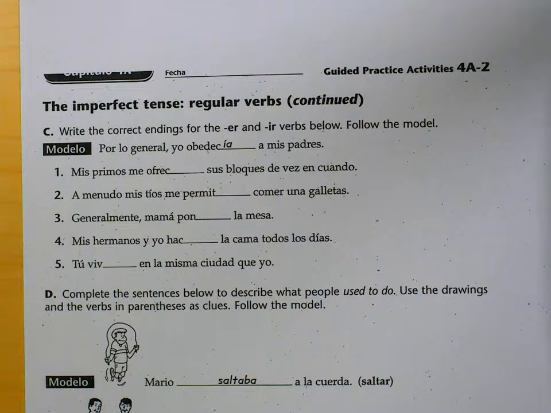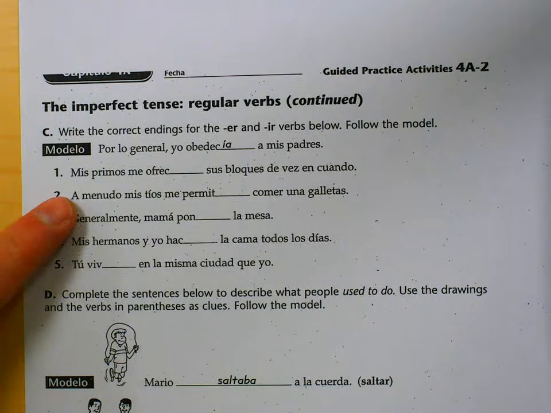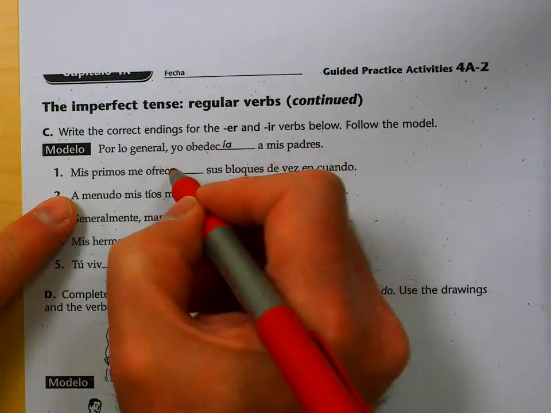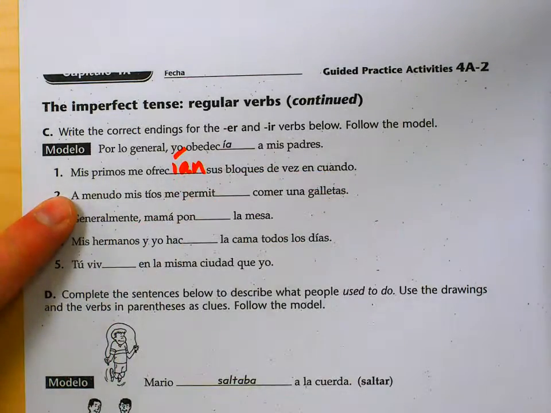So pause this video, do it, and then come back and check your answers with me. So here we go, guys. Number one is talking about mis primos. That's my cousins, or they. So we want to add ían. So we get ofrecían.